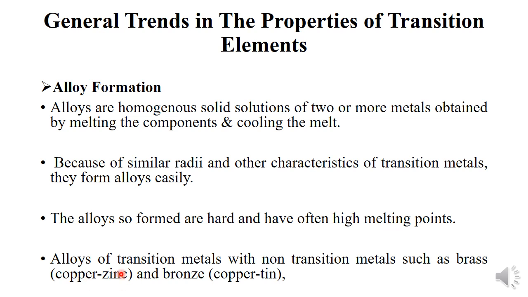Clear? And alloys of the transition metals with non-transition metals are such as brass and bronze. That is, brass is the alloy of copper and zinc, whereas bronze is an alloy of the elements copper and tin.